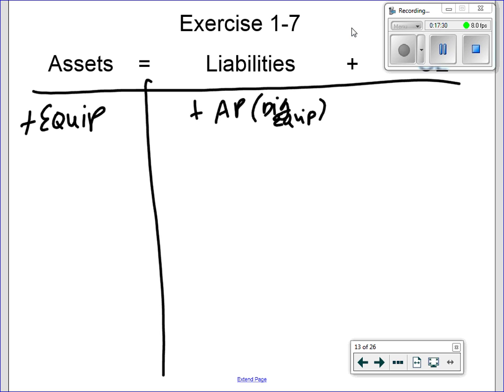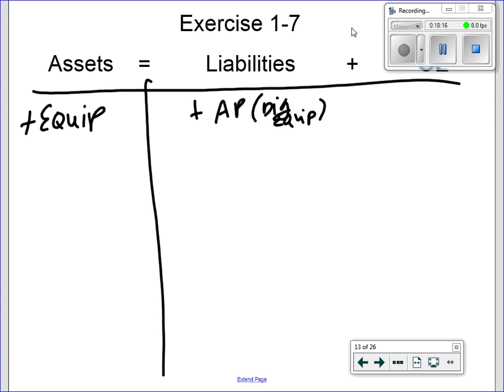Number 4, performed computer services, so plus revenue. How'd they pay us? Plus cash. Paid Tri-State Power Company $11,000 cash, so minus cash. What do you think it would be? Yeah, like utility expense, or just minus expense is fine. CAM invested an additional $29,000 in the business, plus cash, plus owner's capital, plus investments, kind of go hand in hand. Number 7, we paid Digital Equipment for the terminals that we bought up in number 1. Minus cash, minus AP. We don't owe them anymore.